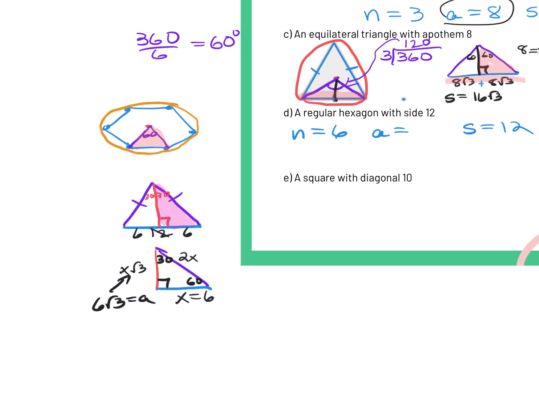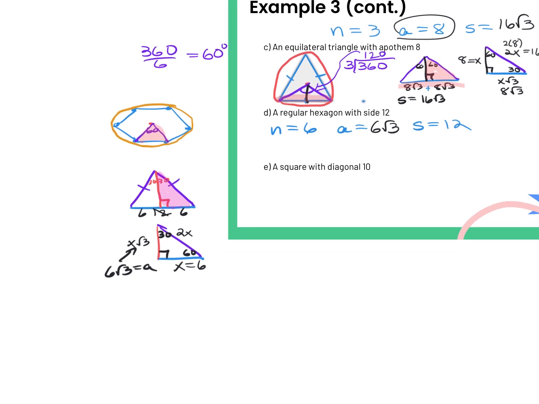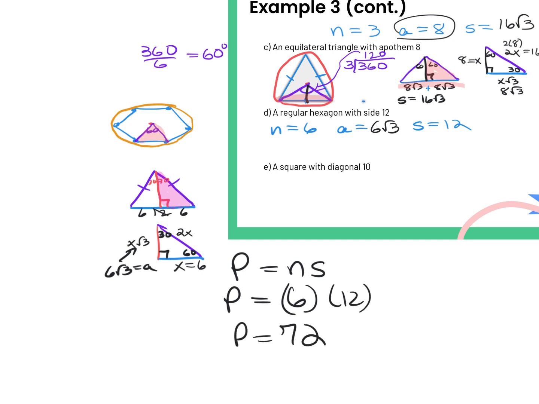So now I have the apothem, and now I can plug it into the formula. So again, for part D, if they ask you to do perimeter, number of sides times the side length. Hexagon, it has 6 sides. Side length was 12. My perimeter is 72 units.